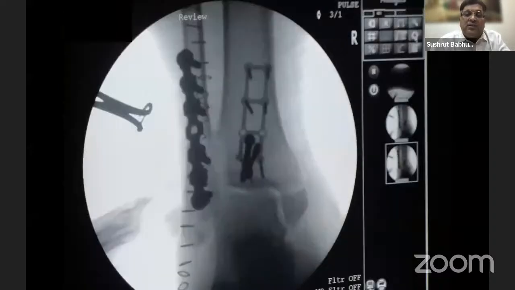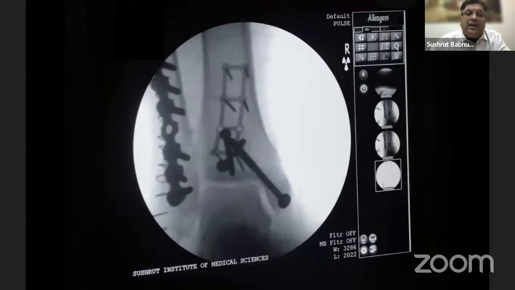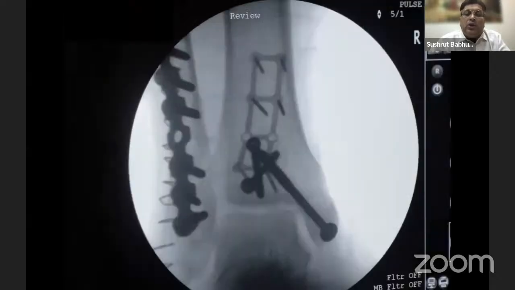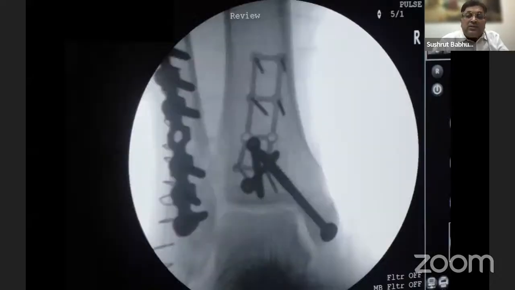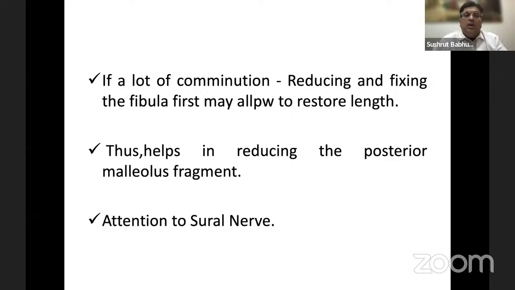So that's the final fixation. Medial malleolus remains. That's the last of it. And then you have attained this particular situation of reconstructing the trimalleolar fracture by a posterolateral approach and percutaneous fixation of medial malleolus by malleolar screw. If a lot of comminution is present, reducing and fixing the fibula first may allow you to restore length.